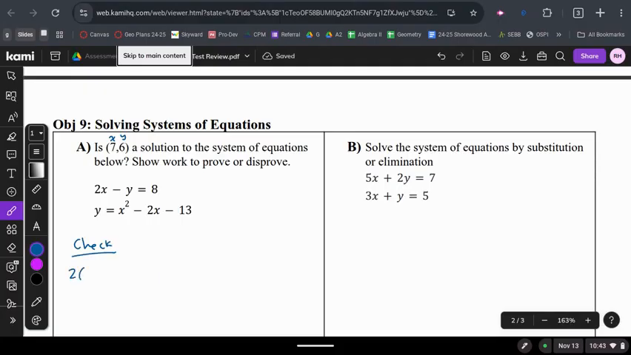So if I have 2 times the x value, which is 7, minus the y value, which is 6, equal to 8, we want to see if that's true. So 14 minus 6, yes, that is 8. But it only works for one of the equations. We need to check if it's true for the other.